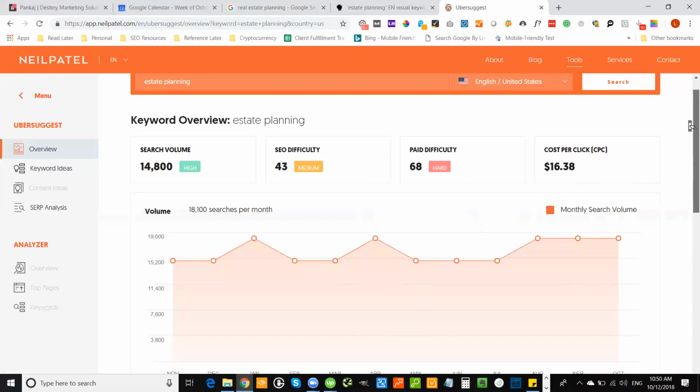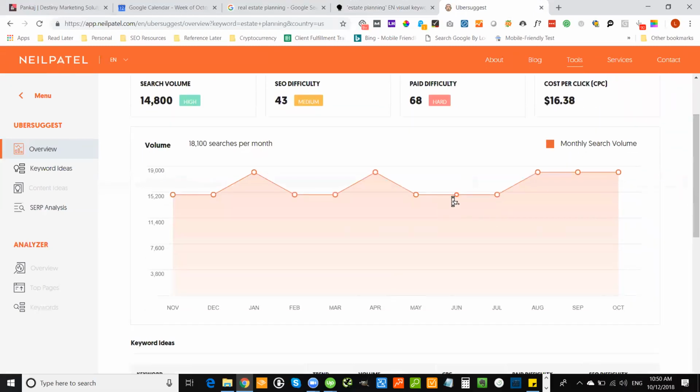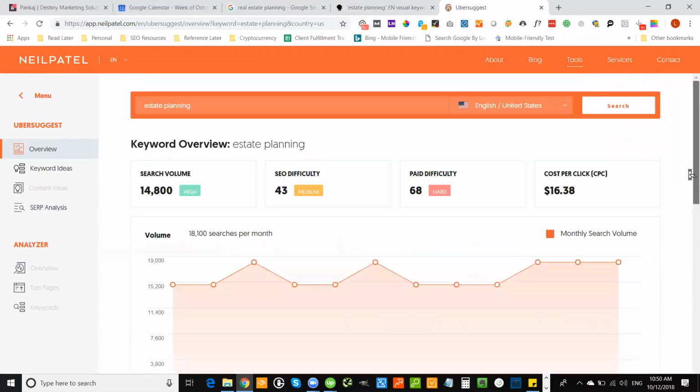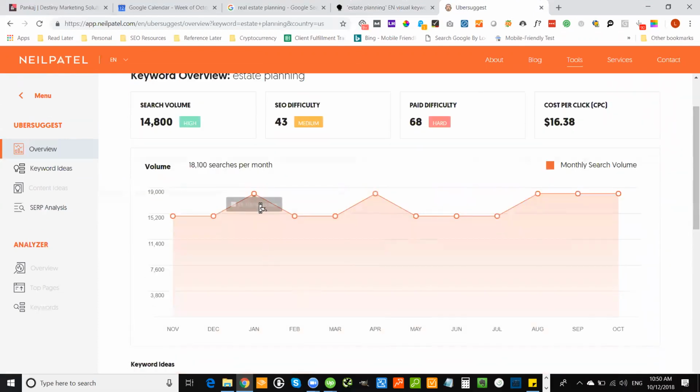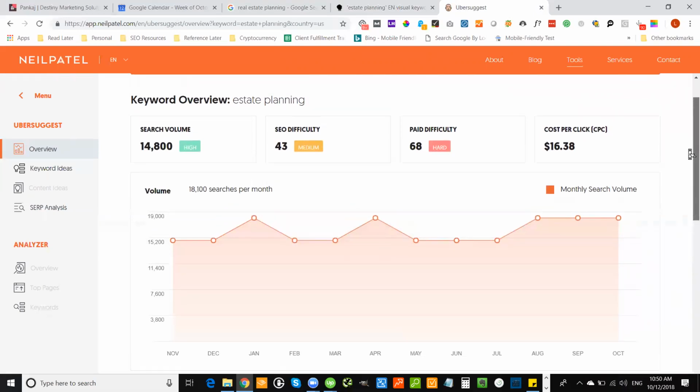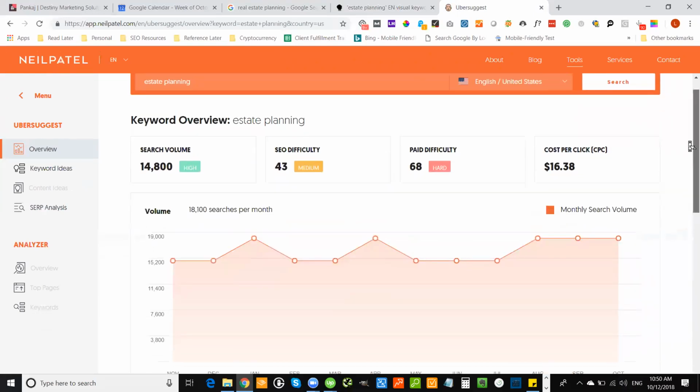You can see here, this little chart will show you the search volume by month. On average it's 14,800, but some months, like April or January, it's closer to 19,000. That could be for a number of reasons. Maybe more people look for estate planning help at the beginning of the year or right before the summer. It could be a lot of different reasons. Yeah, seasonality, exactly.